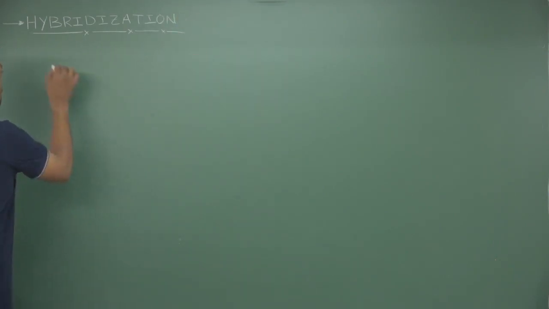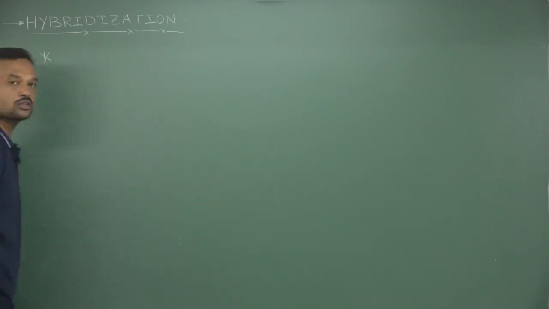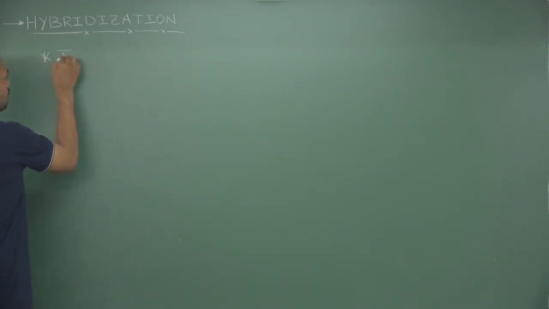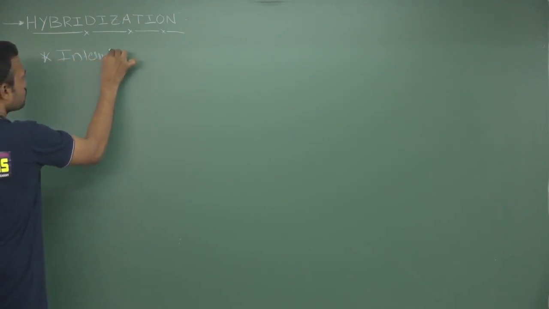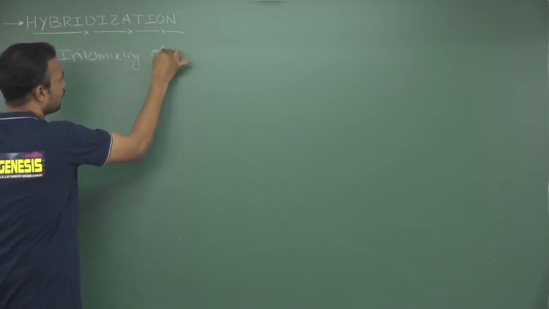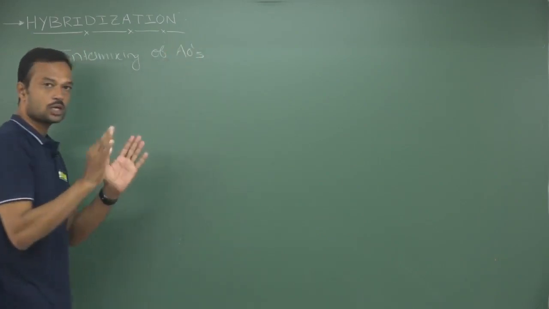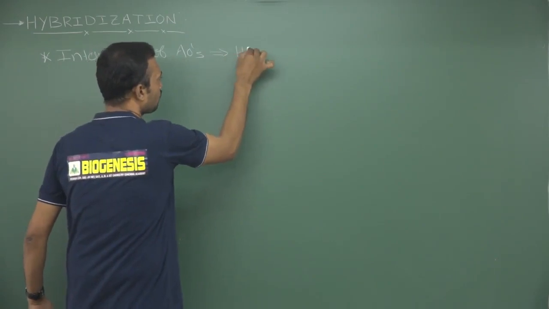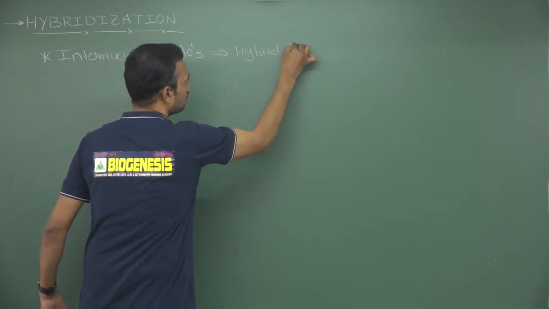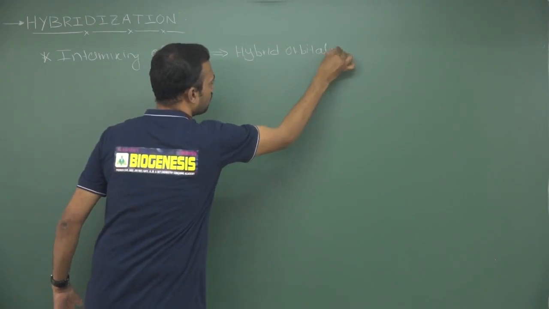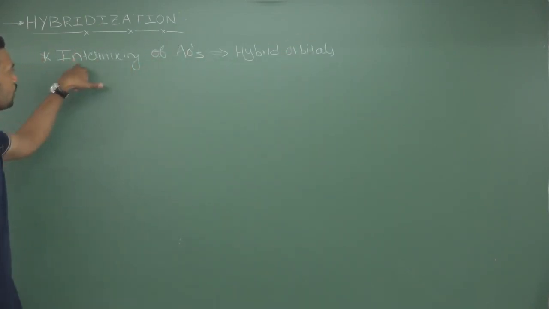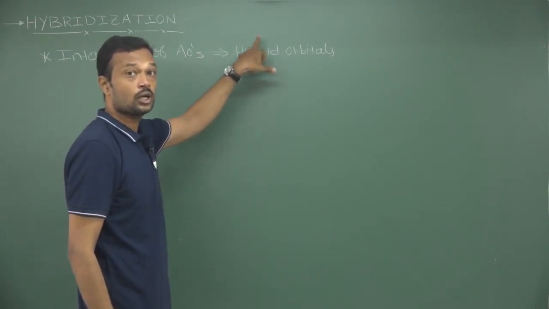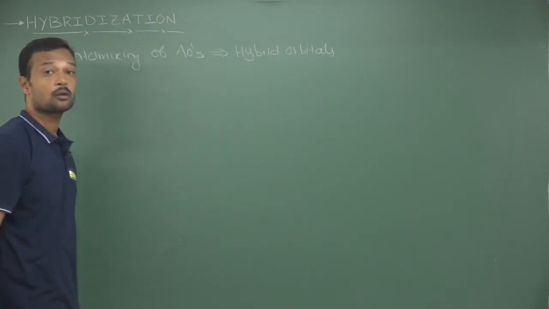So what is hybridization? This is a well-known definition, and I will explain it even with shortcuts. Hybridization is nothing but intermixing of atomic orbitals. We are intermixing atomic orbitals. Once they intermix, they are responsible for giving hybrid orbitals. So we can define it very easily: intermixing of atomic orbitals to give an equal and similar number of hybrid orbitals is known as hybridization.